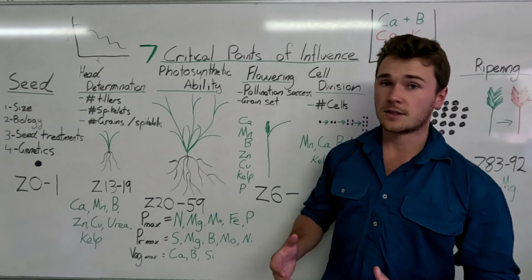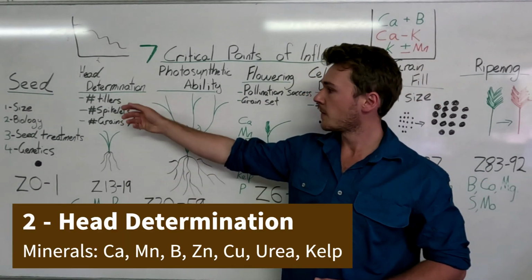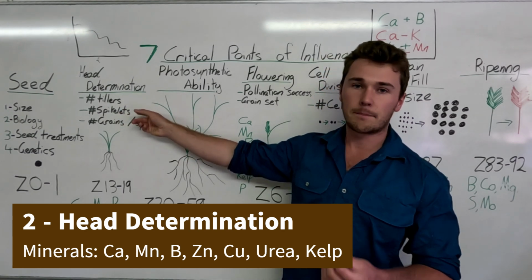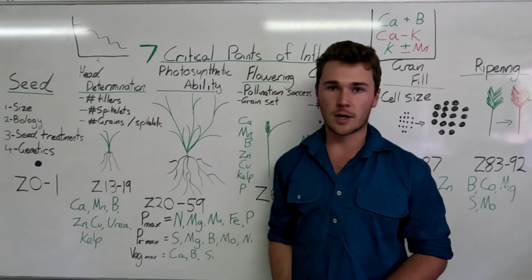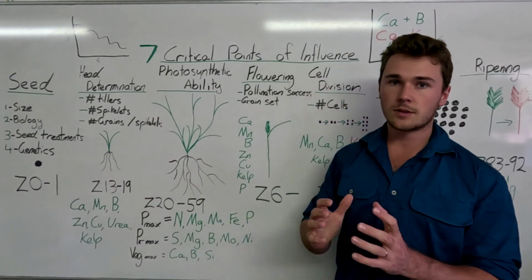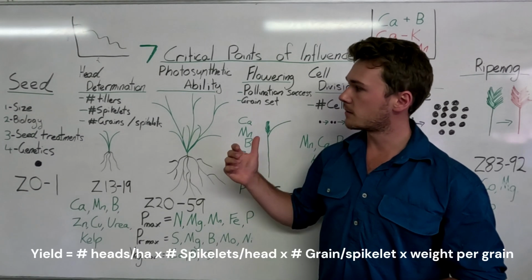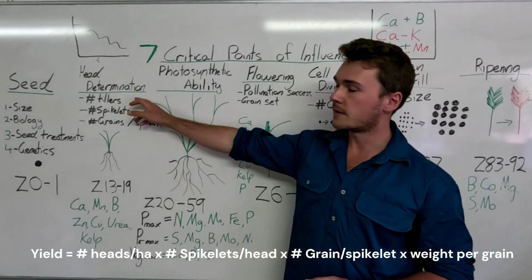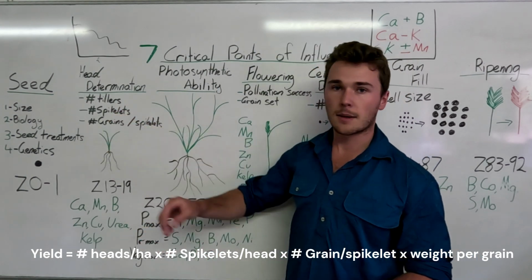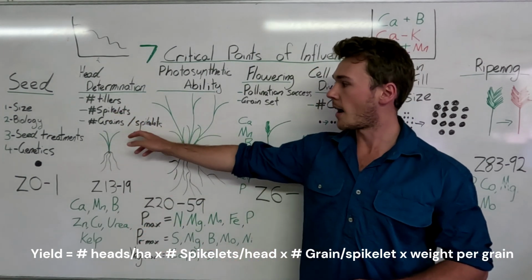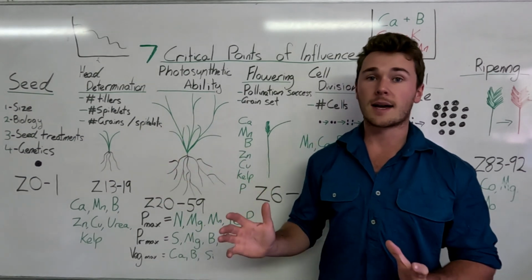Now the next stage is quite critical as well, and it determines the number of tillers per plant. It determines the spikelets per spike, as well as our grains per spikelet. If you think of yield for a wheat crop at least, it is determined by the number of tillers per square metre or per hectare, the number of spikelets per tiller, and then the number of grains per spikelet. So when we maximise each of those, that's how we really maximise yield.